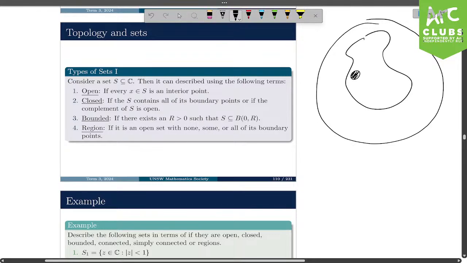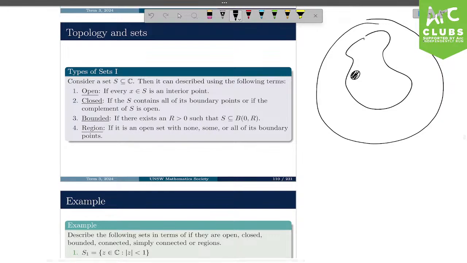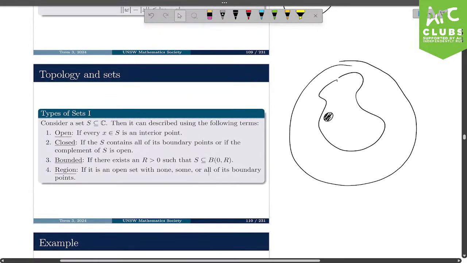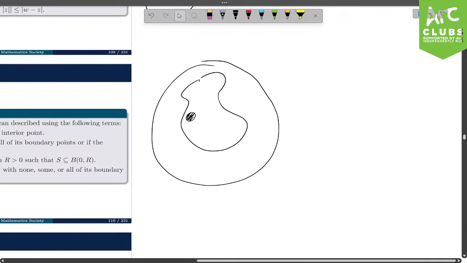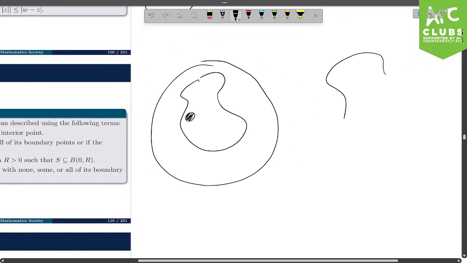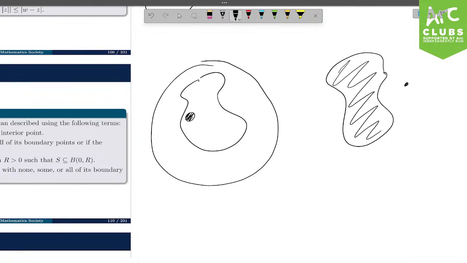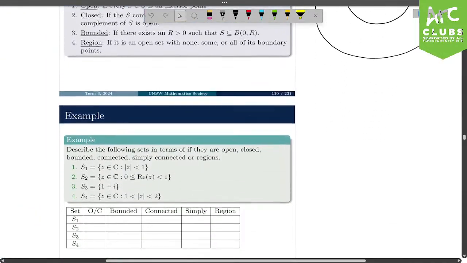All right, next up we have the regions. Regions are basically just open sets with some quantity of their boundary points. So if I were to draw this kind of shape, including this point, then it is not a region because this is not a boundary point of the open set included, right? All right, let's get moving.